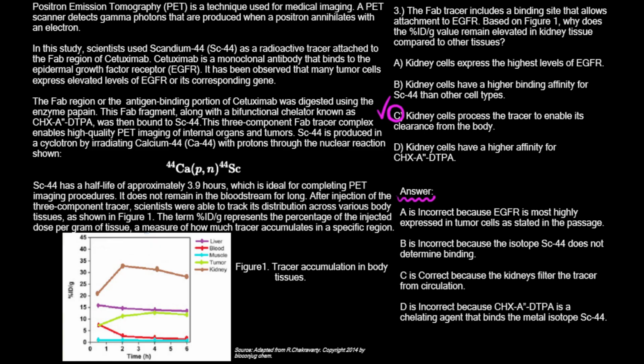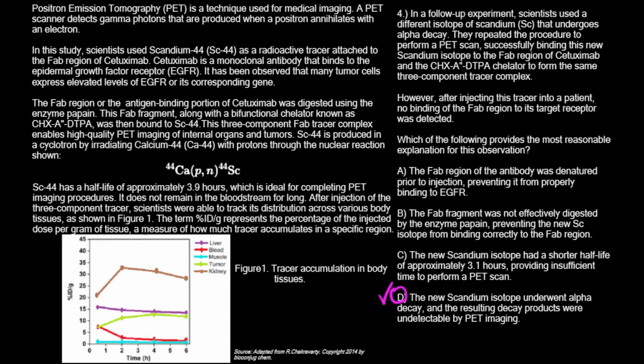Let's move on to question number 4. Question number 4 was a bit long, and it says in a follow up experiment, scientists used different isotopes of scandium that undergoes alpha decay. They repeated the procedure to perform a PET scan, successfully binding this new scandium isotope to the Fab region of cetuximab and the CHXA DTPA chelator to form the same three component tracer complex. However, after injecting this tracer into a patient, no binding of the Fab region to its target receptor was detected. Which of the following provides the most reasonable explanation for this observation?